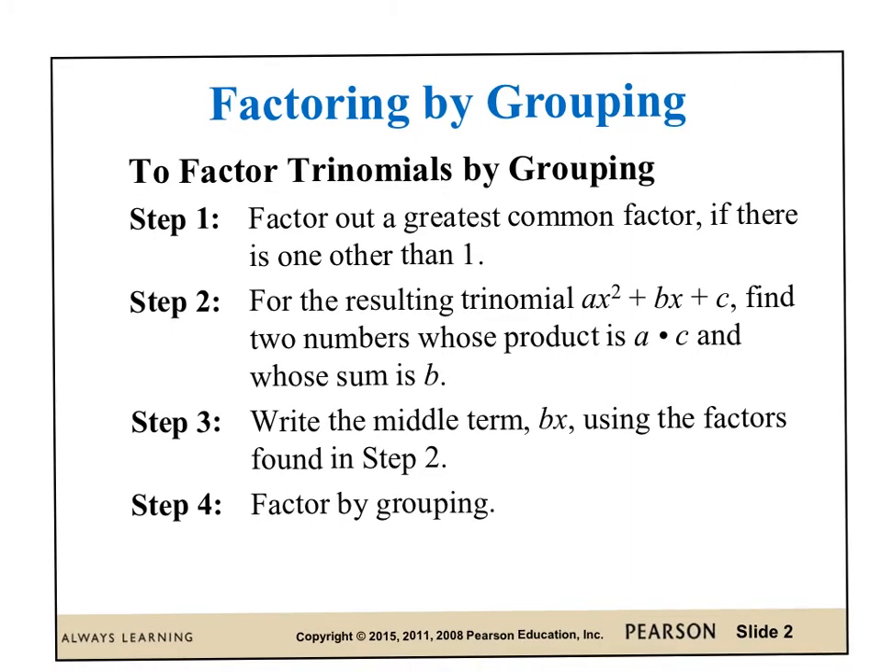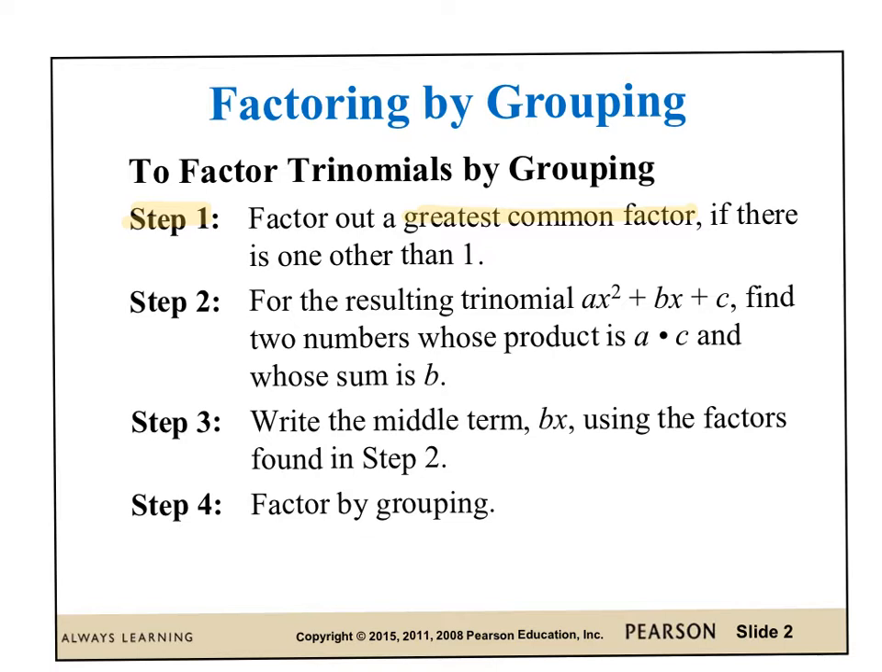The first thing, and this is a very, very important thing that you need to think about, is that we need to factor out in step 1 the greatest common factor if there is one other than 1. That's going to be very important because it will simplify our job later in actually being able to find the greatest common factor of the two binomial factors remaining.